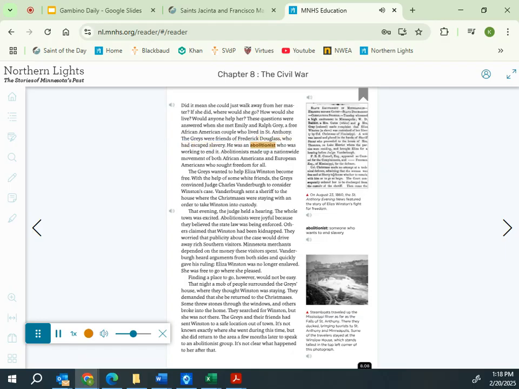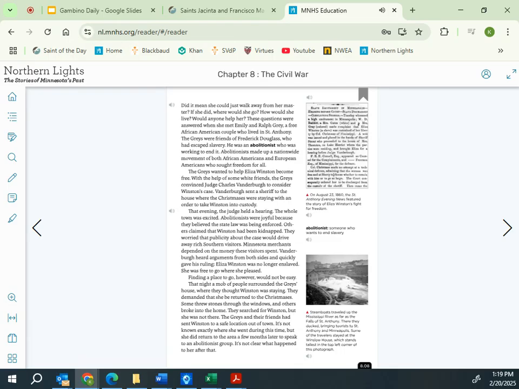He was an abolitionist who was working to end it. Abolitionists made up a nationwide movement of both African Americans and European Americans who sought freedom for all. The Grays wanted to help Eliza Winston become free. With the help of some white friends, the Grays convinced Judge Charles Vanderburg to consider Winston's case. Vanderburg sent a sheriff to the house where the Christmases were staying with an order to take Winston into custody.